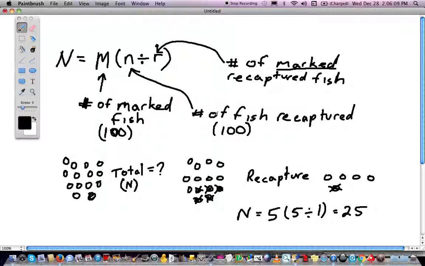Then you can apply the same math as I applied down here. So if I caught 5 and 1 of them was marked, then that's 5 divided by 1, which is 5, multiplied by 5, which was the initial number of fish that were marked in the sample, and that would be 5 times 5, which is 25. You'll do a similar calculation up here once you find the number of marked recaptured fish in the data that you'll get in the lab.